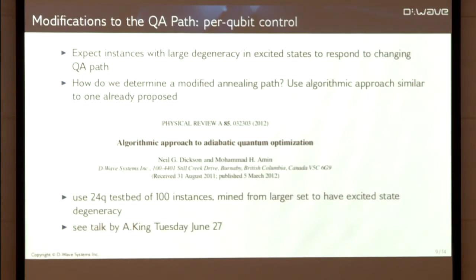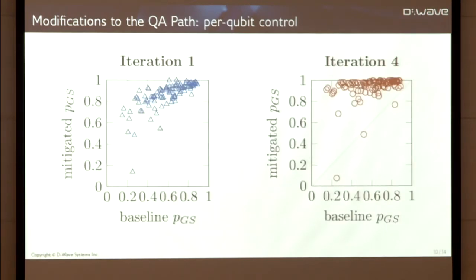We actually used a 24-qubit testbed of 100 instances, and we mined this from a much larger set of instances so that these 100 instances have large excited state degeneracy and a single ground state. I'm not going to talk too much about the construction of these instances or the mitigation algorithm itself, but I want to point you to a talk by my colleague Andrew King tomorrow. He's going to go into this in a lot of detail. But the basic idea is that you begin by annealing all the devices the naive way, so you don't apply any per qubit offset, and you collect some number of samples, and you do a calculation on the samples to decide on a per qubit basis whether you want to delay or advance or some degree between those two.